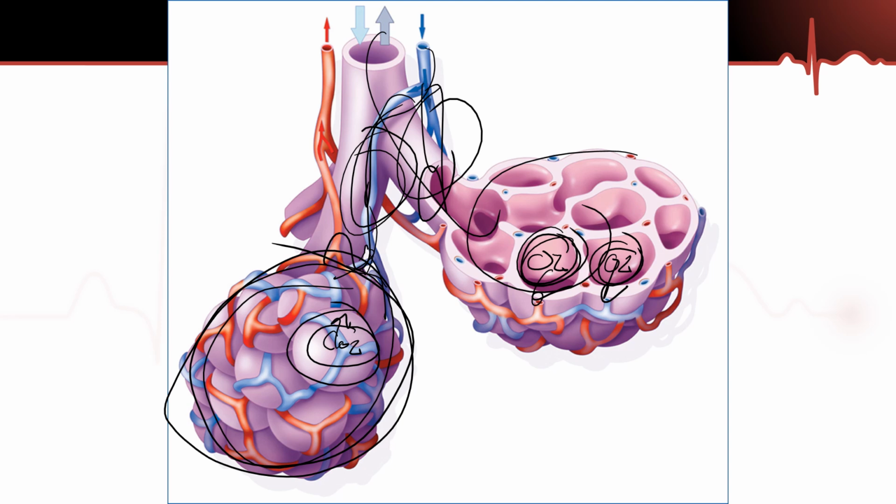The blood travels through the pulmonary capillaries, and the pulmonary capillaries travel past these alveoli. And as the blood travels through the pulmonary capillaries past the alveoli, what happens is oxygen from the air in the alveoli, which just came from the atmosphere, goes into the blood.